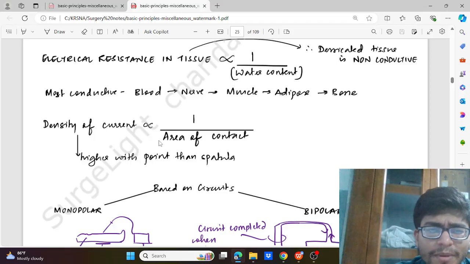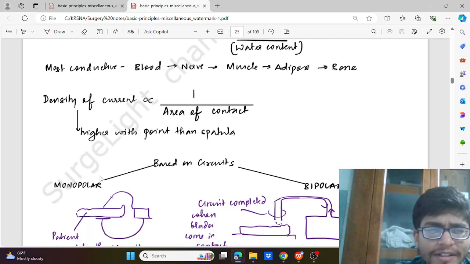Density of current is inversely proportional to contact area. So it is higher with a point than a spatula. The spatula has more area than the hook. So density is inversely proportional to contact area: there is less density in the spatula and more density in the hook.